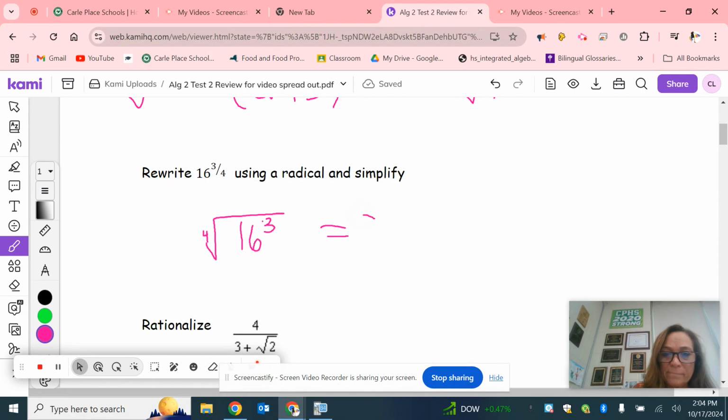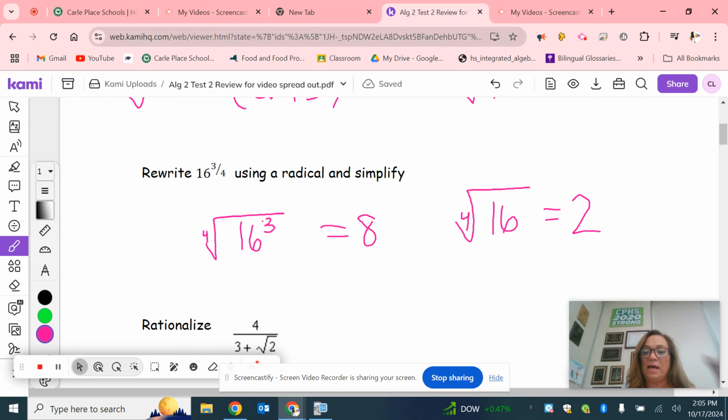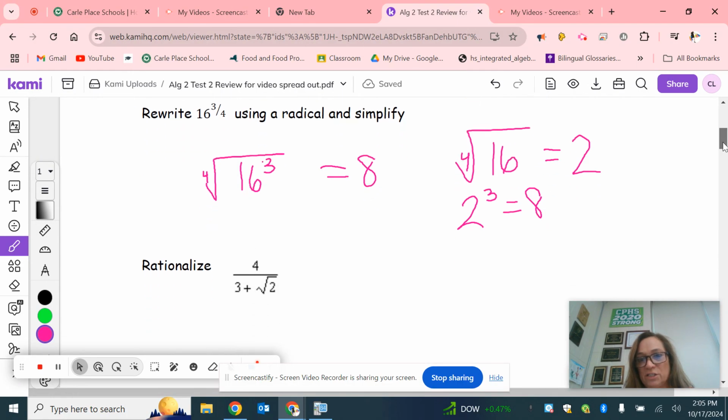Okay, so why did it become 8? Because if you think about 16, the 4th root of that would be equal to 2, because 2 times 2 times 2 times 2, 4 2's, gives you 16. So the 4th root of 16 is 2. And then remember that 2 is being raised to the 3rd power, so that's 2 times 2 times 2, which gives you the 8. Your calculator is really helpful on anything that is just numbers.